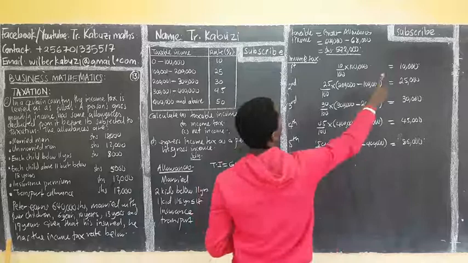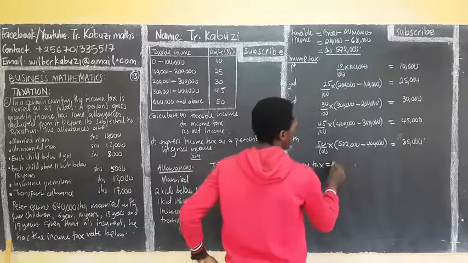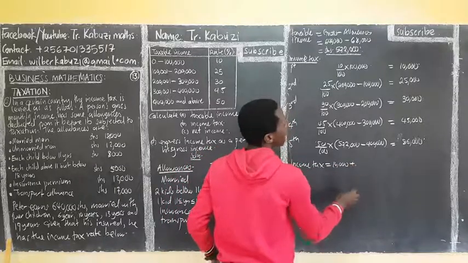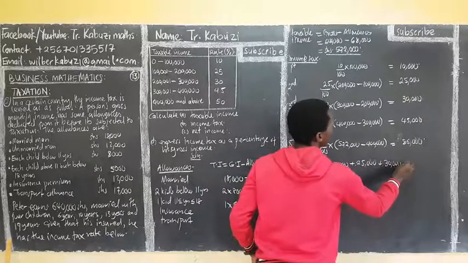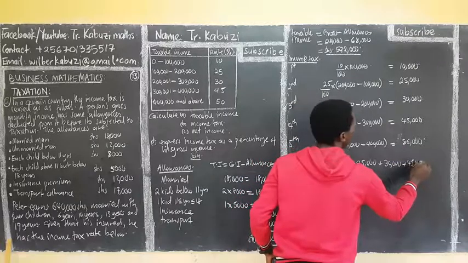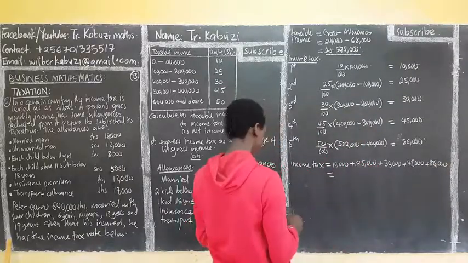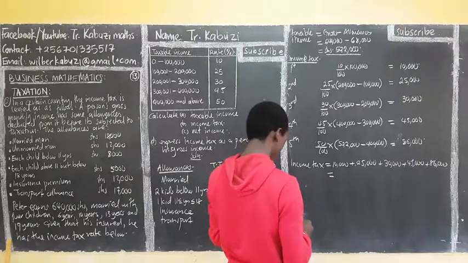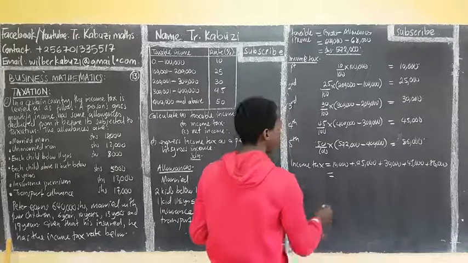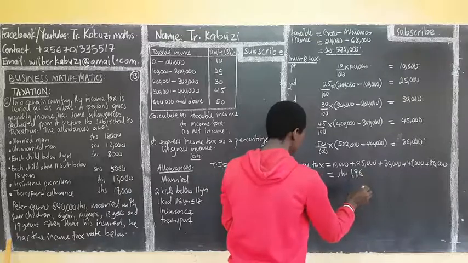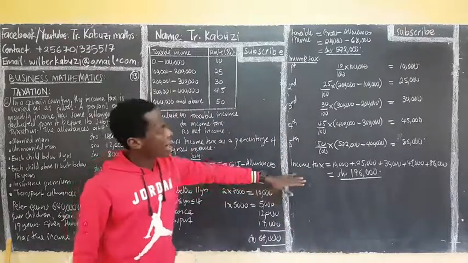So now our income tax, we add all those ones. The income tax is going to be 10,000 plus 25,000 plus 30,000 plus 45,000 plus 86,000. And what do we get there? You have 10 plus 25 plus 30 plus 45 plus 86. The answer we get is shillings 196,000. So this is the income tax, the amount they get after taxing this man.